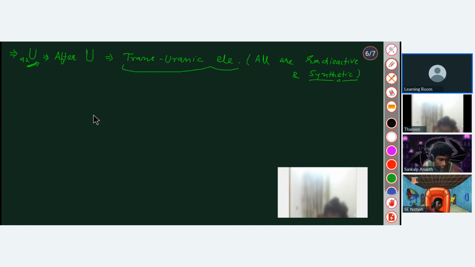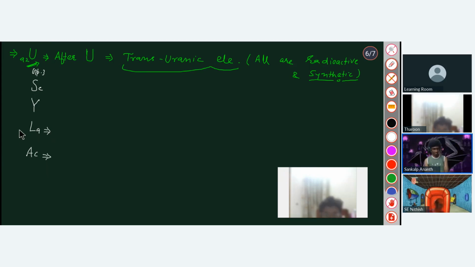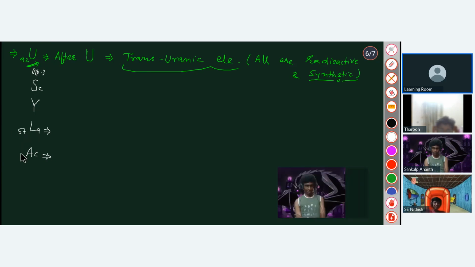Okay. Now see here, I have told that there is group third, right? That is actually scandium, then yttrium, then lanthanum, then actinium. The lanthanides and actinides have been just derived after this lanthanum and after this actinium. In the last class, I told you that lanthanum's atomic number is 57, and actinium's atomic number is 89.